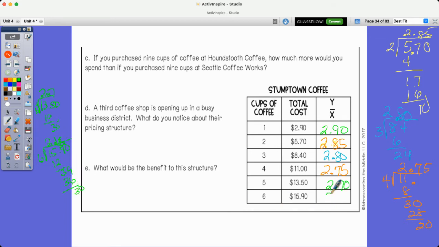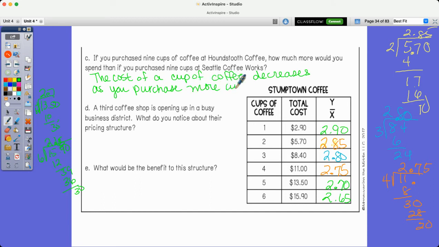Why would I want to do a group purchase? Like if I got a bunch of coffees all at once and maybe handed them out to the teachers, because the more coffee you purchase, the less each cup costs. So the cost of a cup of coffee decreases as you purchase more cups of coffee.